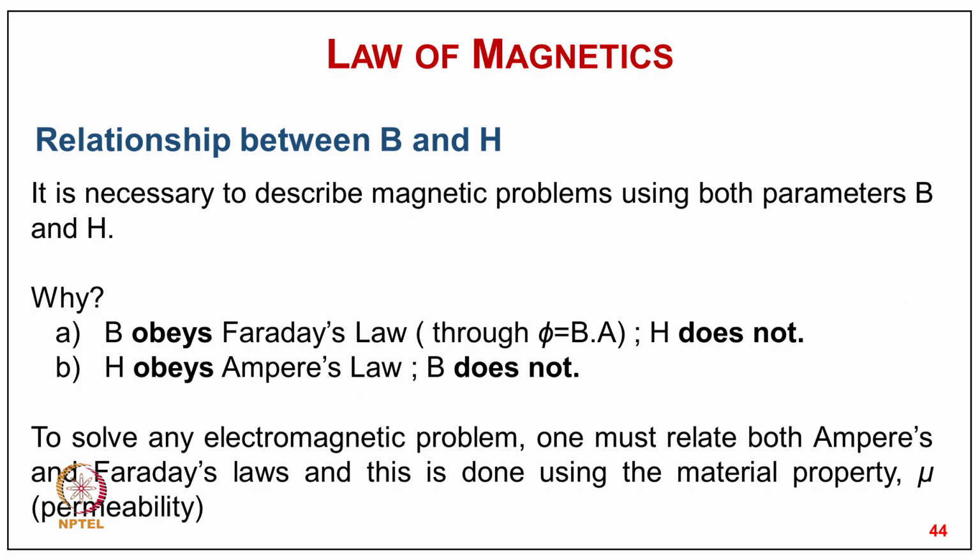So now coming to the relationship between B and H. It's necessary to describe the magnetic problem using both parameters B and H. B obeys Faraday's law, through phi equal to BA, and H does not. H obeys Ampere's law, and B does not. So to solve any electromagnetic problem, one must relate both Ampere's and Faraday's laws, and this is done using the material property mu, the permeability.